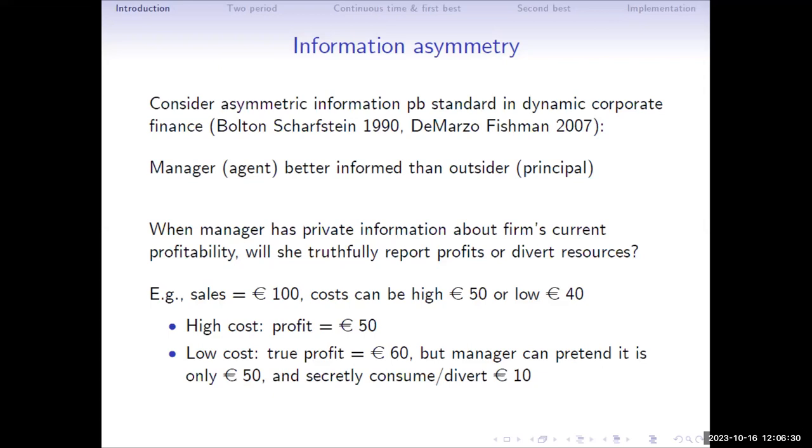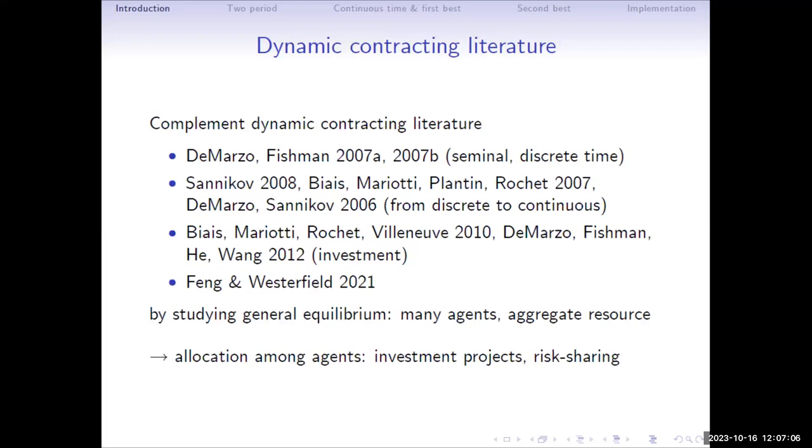It is assumed that the manager has more information than the investors about what the real amount of wealth created during the period is. The manager could be tempted to underreport how much wealth has been created and steal the difference, or privately, secretly consume the difference between what has been really produced and what is reported. So there is this dynamic contracting literature which has studied this problem. I think maybe the seminal papers were the papers by DeMarzo and Fishman, and there were a few others coming after that.